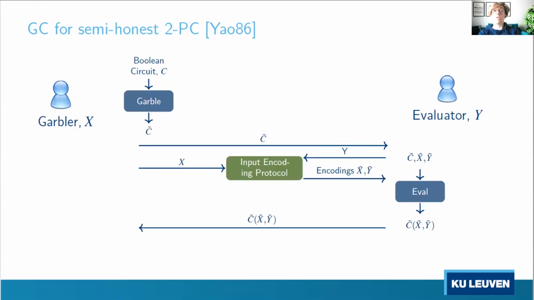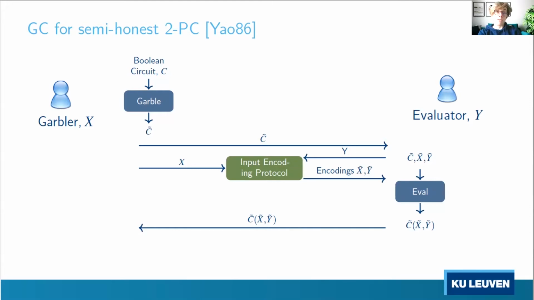So at a very high level, Yao's protocol proceeds in this way. First of all, we have the underlying function that we want to evaluate, represented as a Boolean circuit, and this circuit is known to both parties. Then the garbler produces an encrypted version of this circuit that we call C tilde. And the garbler sends this garbled circuit to the evaluator along with an encryption of its input.